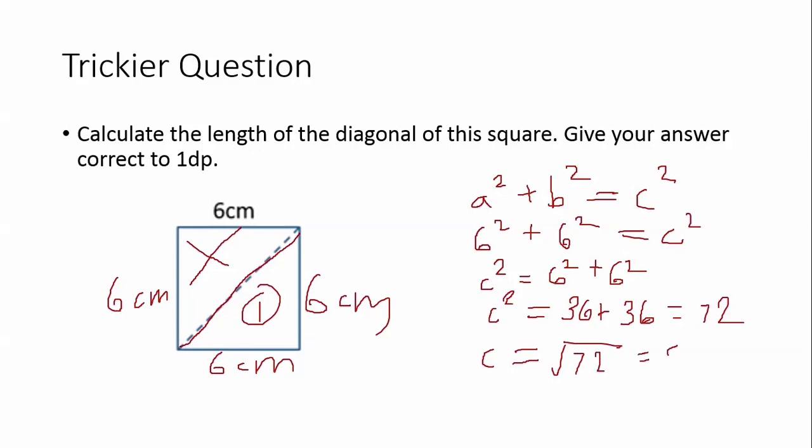Answer of 8.5 centimeters when rounded to the nearest 1 decimal place, since it's mentioned over here. The diagonal of this square, the dotted line, is 8.5 centimeters, correct to 1 decimal place.